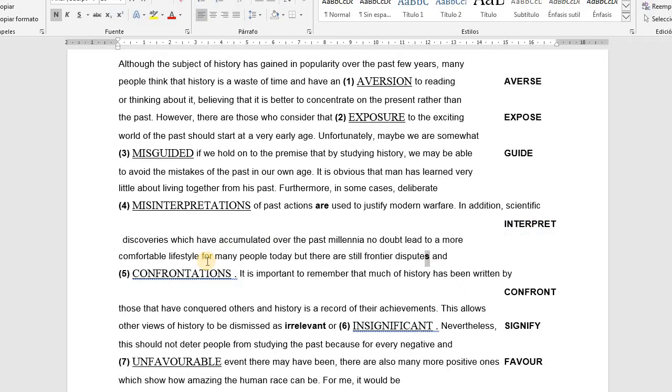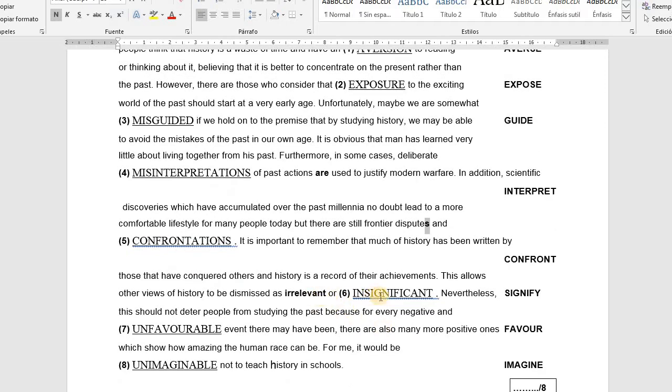Disputes and confrontations. Again, I don't know if someone put it positive, irrelevant, or insignificant. Negative. The same, I told you this. So unfavorable, it's okay if you write it without the u, because in American English it's favor without the u, so it's acceptable to write it without the u. But unfavorable, yes, some of you wrote favorable. Unimaginable, impossible to imagine. We've seen many of these in the exam. In the example unit 6, you have this for these adjectives.